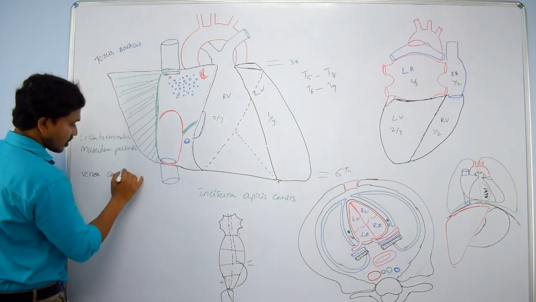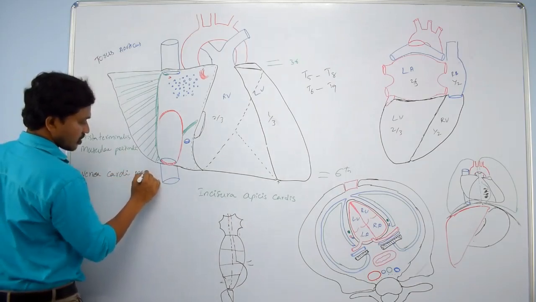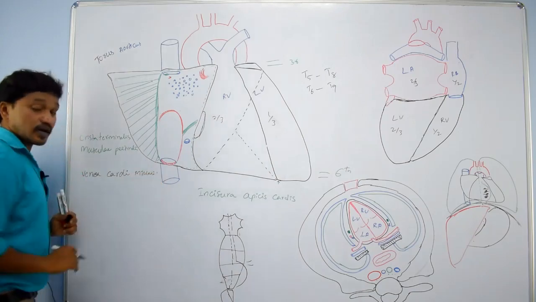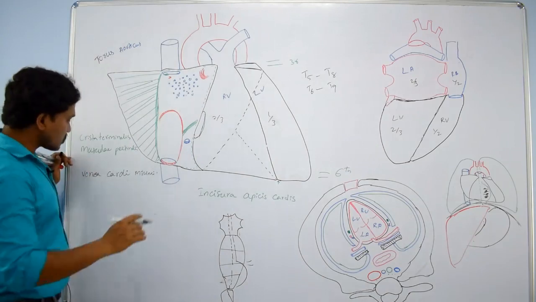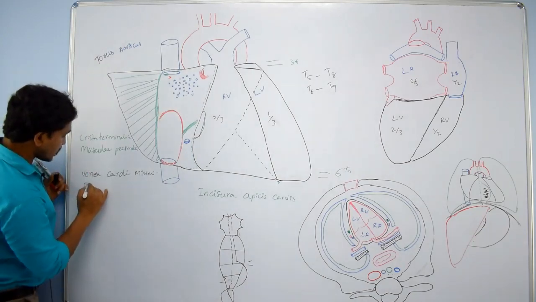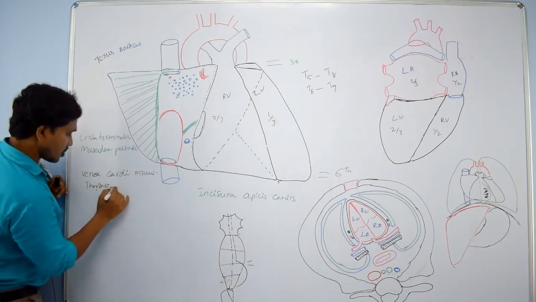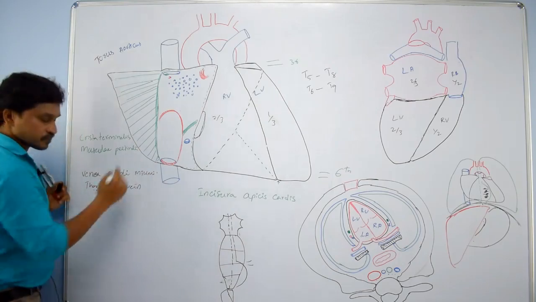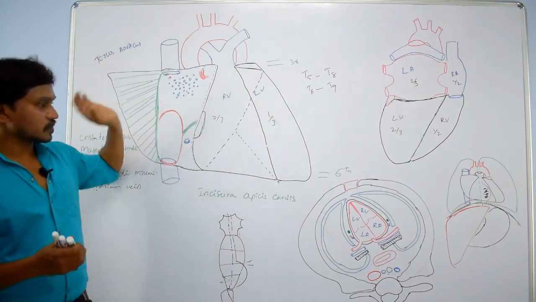Venae cordis minimae. Small veins open into the heart. That's it. These veins we can also call Thebesian veins. Thebesian veins. Right? So that is about that.